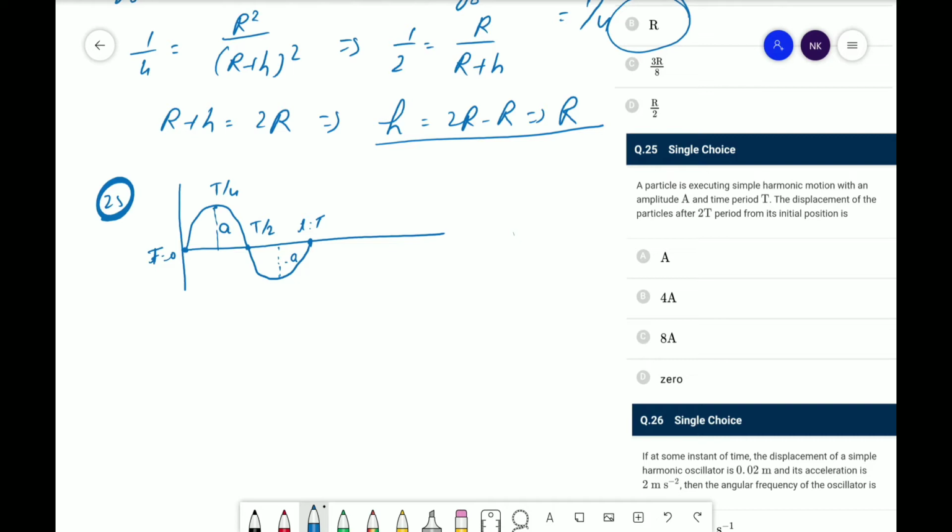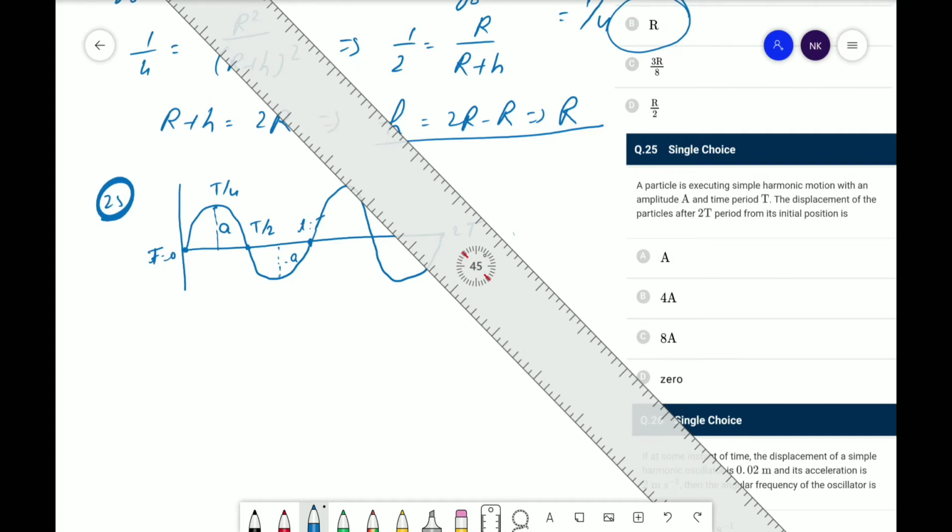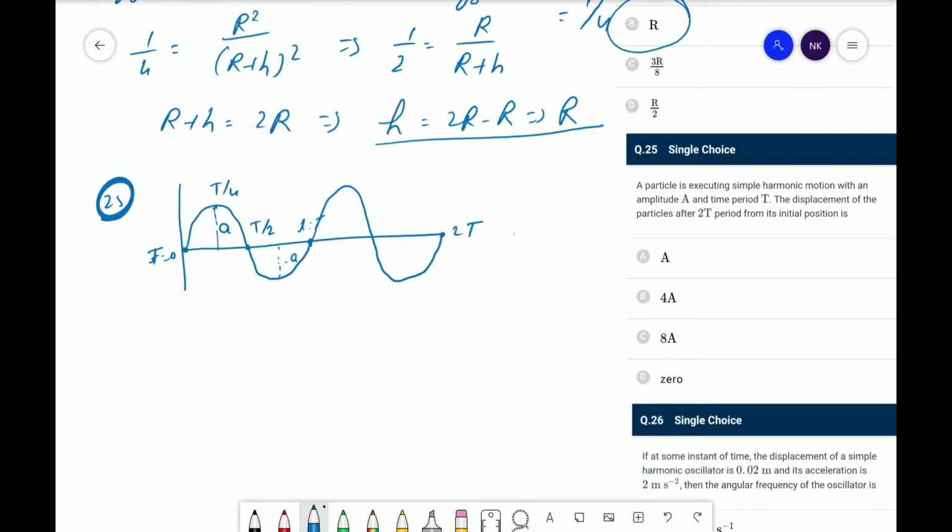So here we can say 2T. Okay, this one is denoting 2T, meaning after each cycle of T by 2, the displacement will become 0. So whether it is T by 2 or T or 3T by 2 or 2T or 4T or 5T or 6T, at each integer multiple of T, the displacement will be 0. So the correct answer is D.